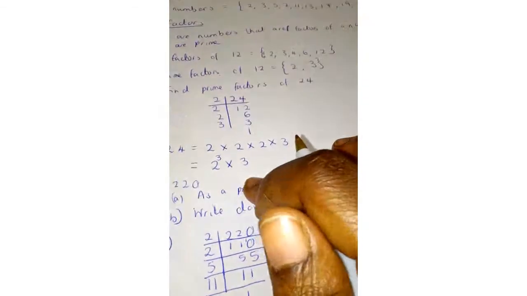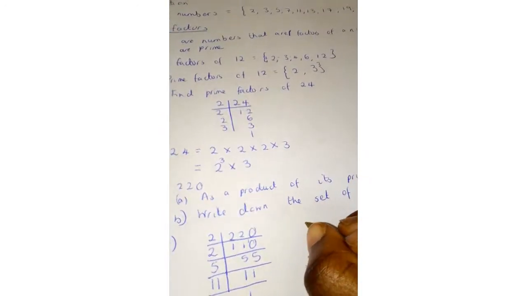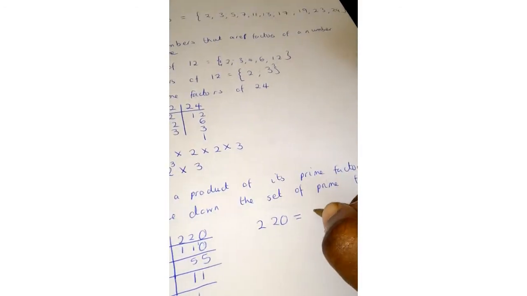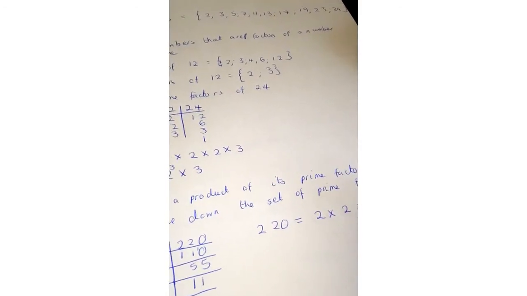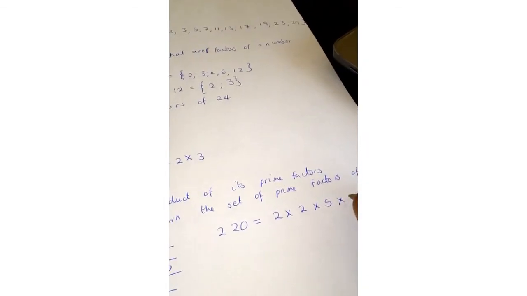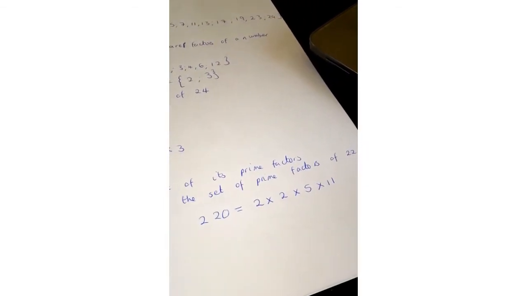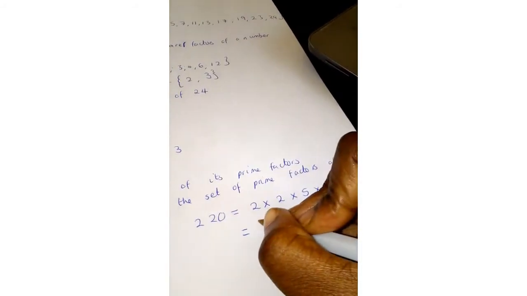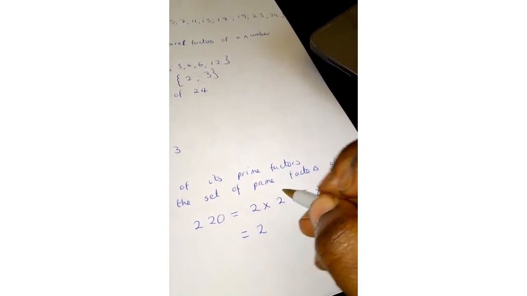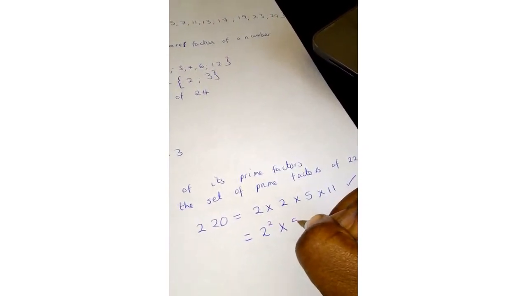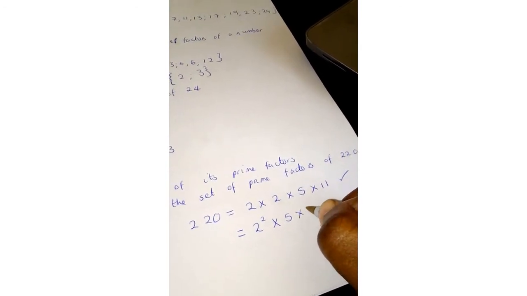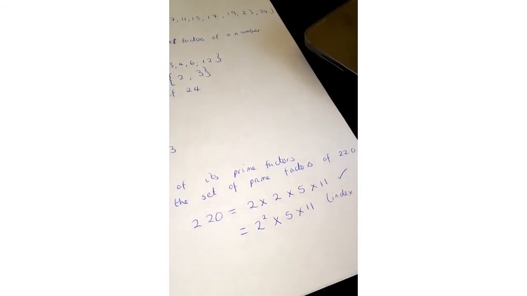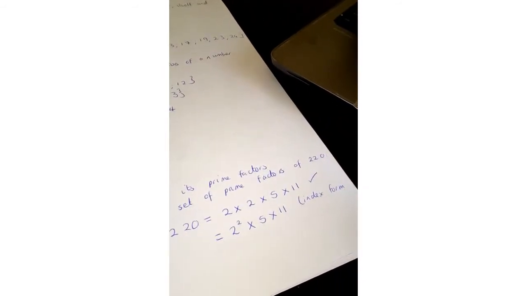So 220 as a product of its prime factors, 220 is equal to 2 times 2 times 5 times 11. This is 220 as a product of its prime factors. Then in index form, this is 2 to the power of 2, there are 2 2's, times 5 to the power of 1, there is 1 5, then times 11. This is in index form. And so part A is finished, right?